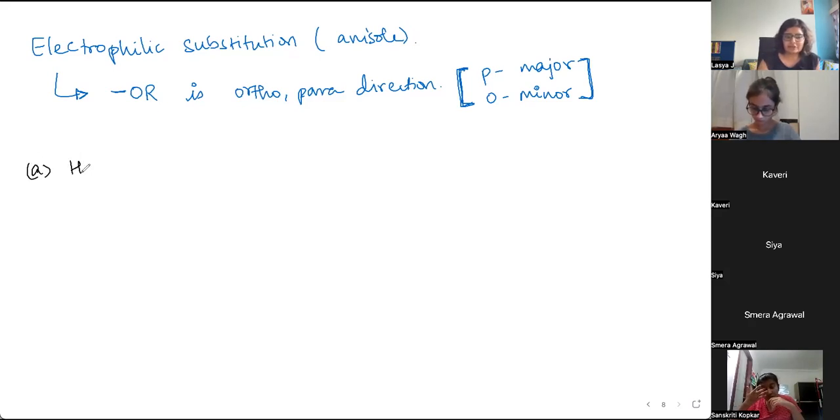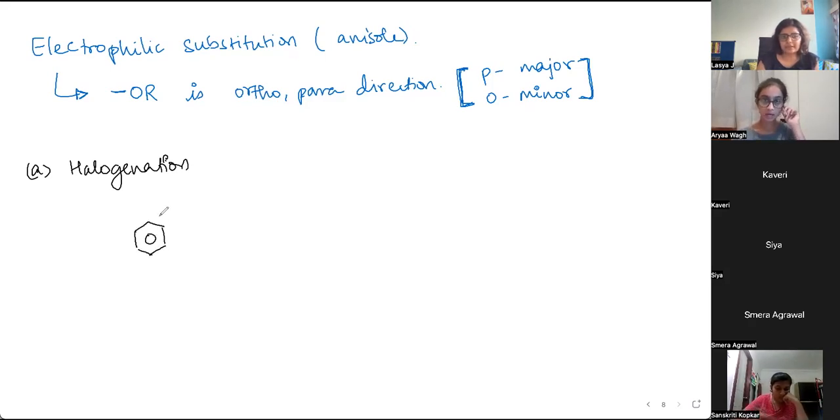First one, we have halogenation. So halogenation के लिए reagents क्या चाहिए? Bromine. Bromination के लिए bromine. Is it bromine water here also?